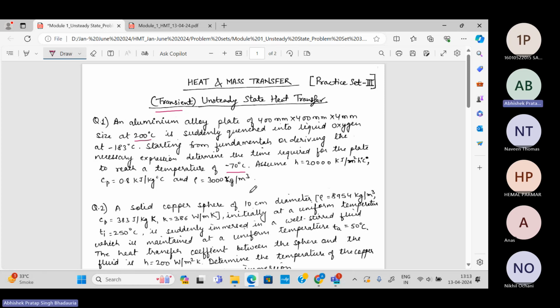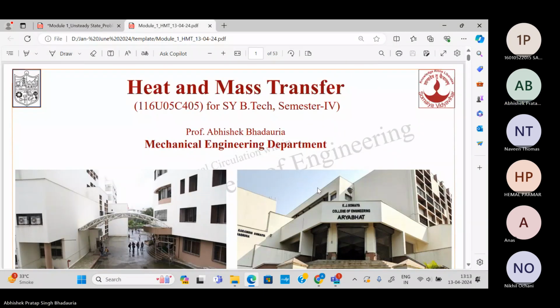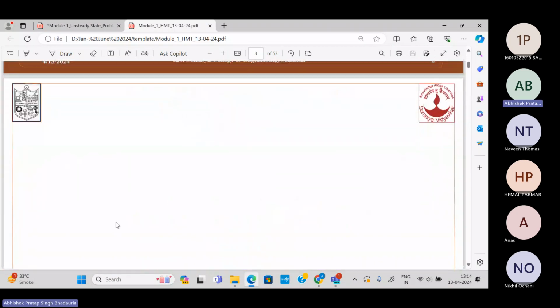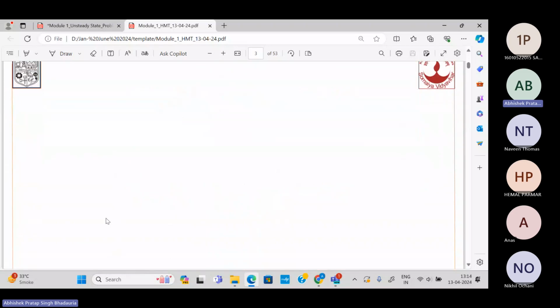Now we have to solve this problem. We have to determine the time required for the plate to reach a temperature of minus 70 degrees Celsius. This is a problem based on unsteady state heat transfer. So let's solve this. This is the first one.